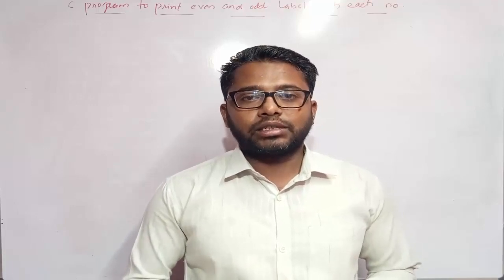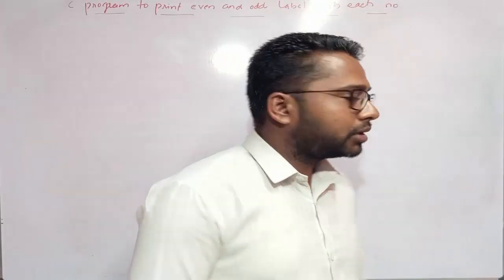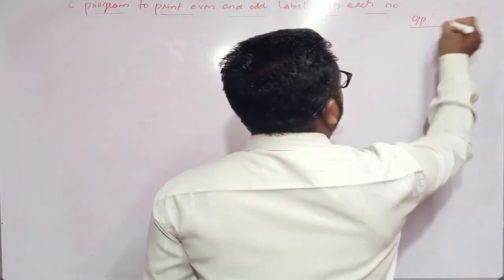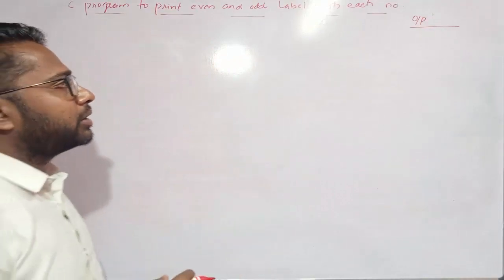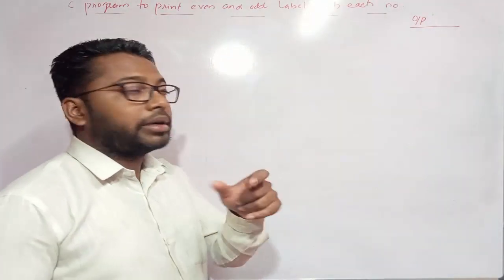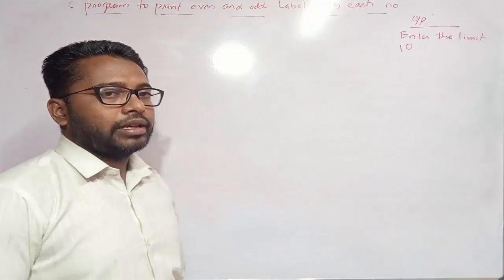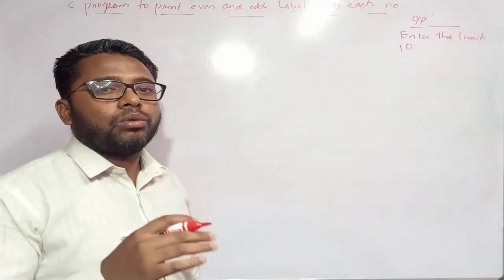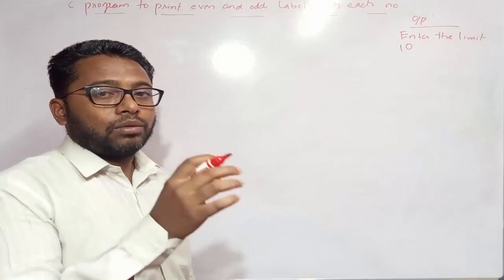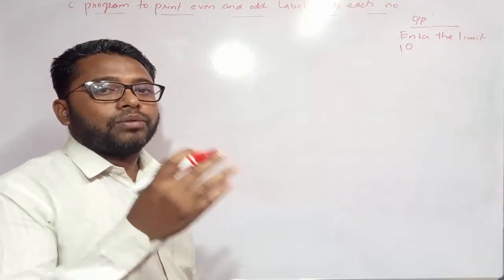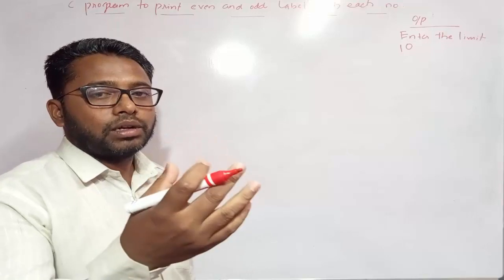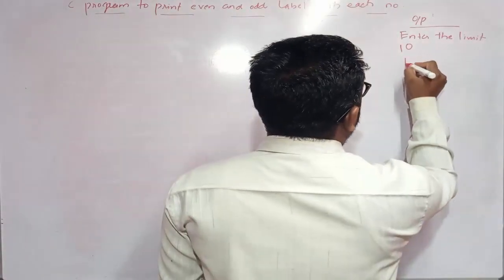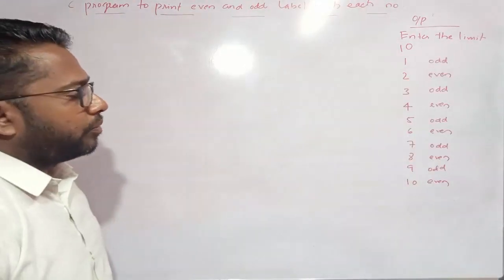Now let us start our discussion. Let me first write the output of this program. When this program gets executed, it asks the user to enter the limit. That means I want to display numbers from 1 to 10, and I also want to label even and odd. In front of an even number I want to display even, and in front of an odd number I want to display odd. This is our output.